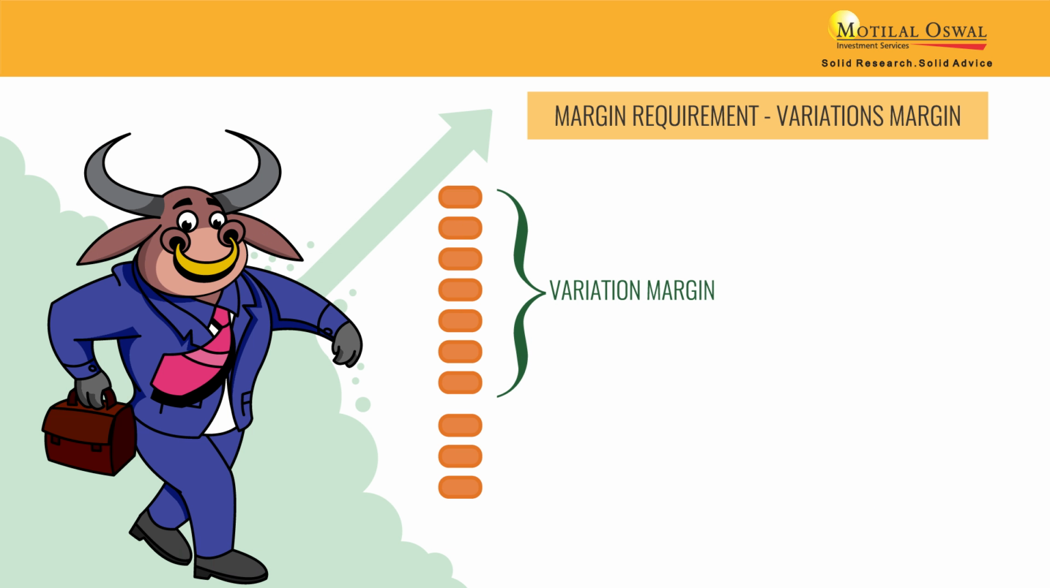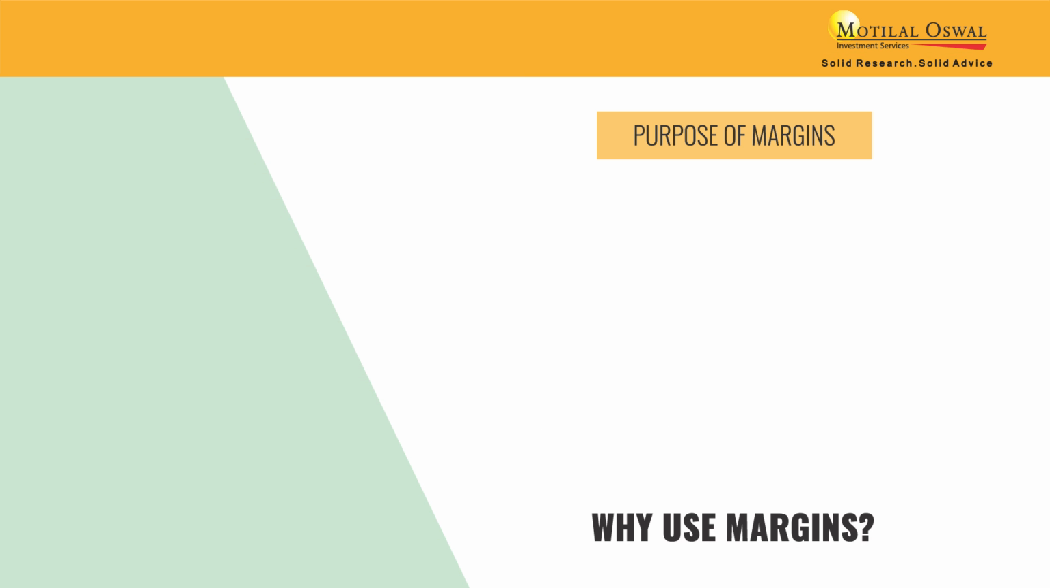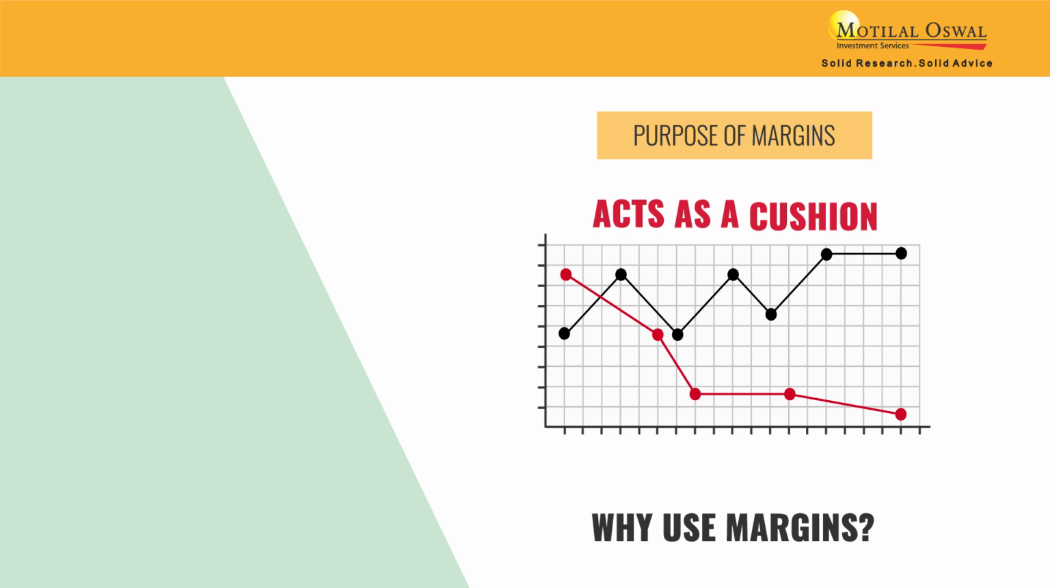Variation margin is the additional amount of cash required to be deposited in your initial margin account to bring it up to the initial margin after you have incurred sufficient losses to bring it below the margin maintained. Variation margin is thus the difference between the initial margin and the margin balance. Why are margins essential? Margins act as a cushion against the risk arising out of price volatility.